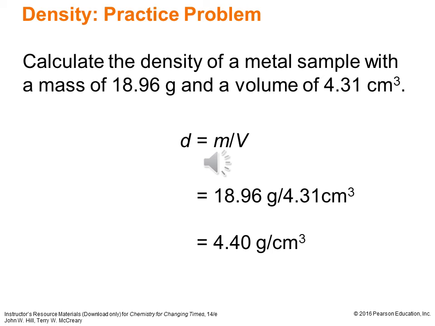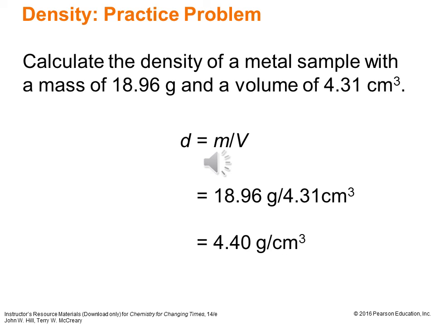Using the density formula, density equals mass over volume. We were very kind here. You're given the mass, you're given the volume, so it's just plug and chug math. So if we plug in that 18.96 grams and divide it by the 4.31 cubic centimeters, we have our result of 4.40 grams per cubic centimeter for the density of that metal sample.